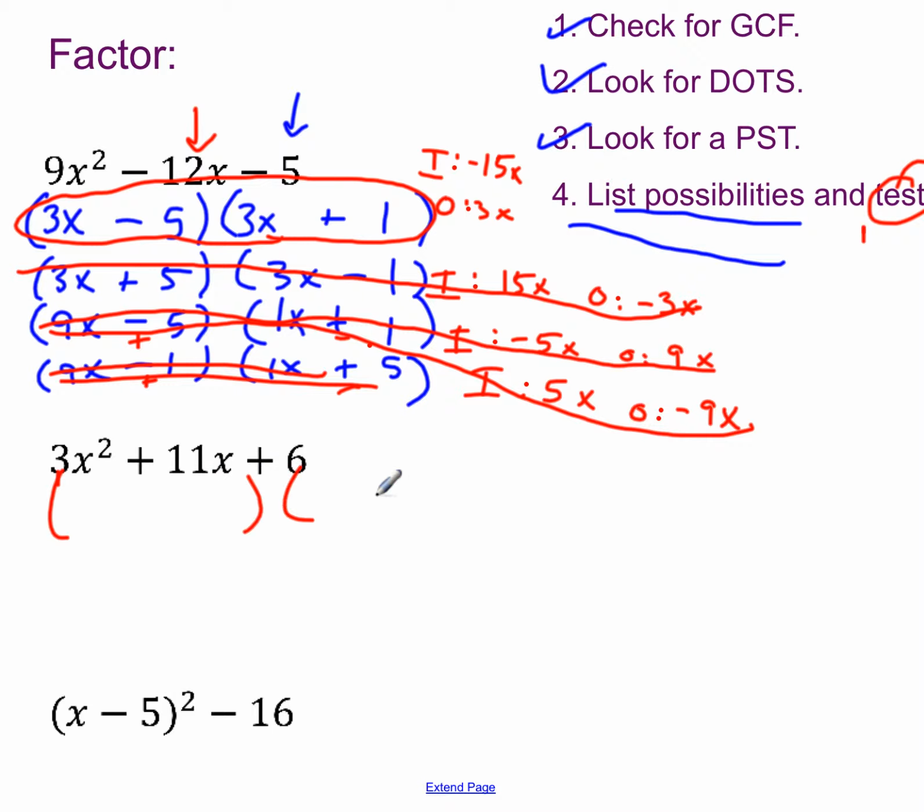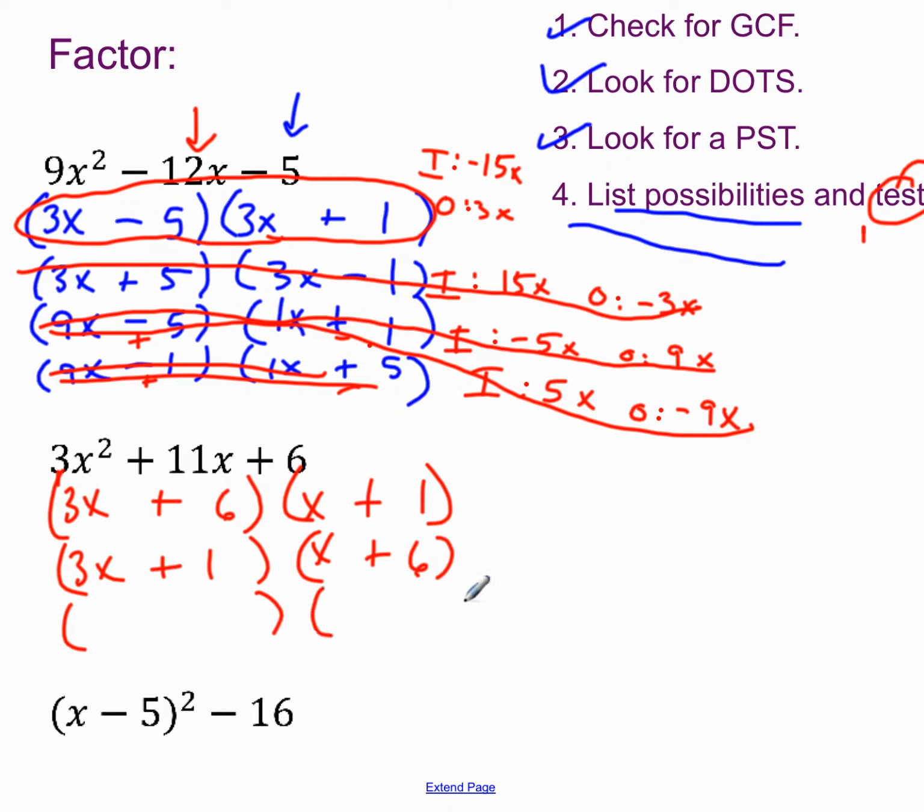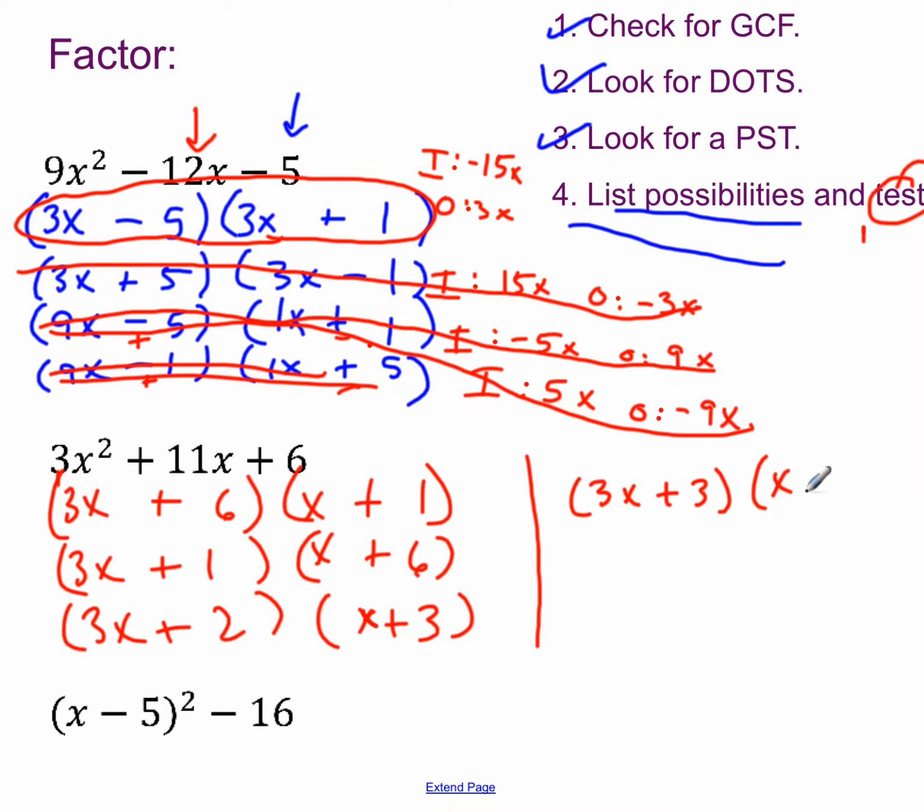Okay, so I could have 3x and x. I could have a 6 and a 1, plus and plus. I could have 3x plus 1 and x plus 6. Those are different, believe it or not. I could have 3x plus 2 and x plus 3. I could have 3x plus 3 and x plus 2. Now I think I've come up with all of them.